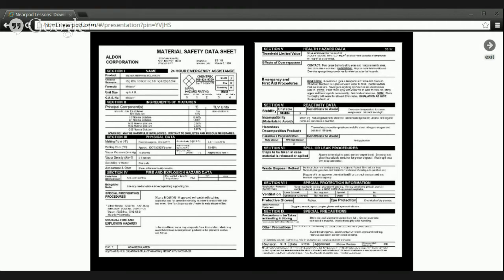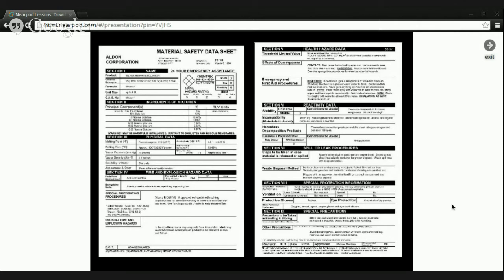Section 6 is reactivity data, meaning you do not want to place a chemical that's very reactive. For example, there are chemicals that react with oxygen. If you don't follow the labeling and you open that box directly while you're inside of a room that's full of oxygen, of course, as soon as you open that box, it's going to explode, killing you in the process. So you have to make sure that you pay attention to labels.